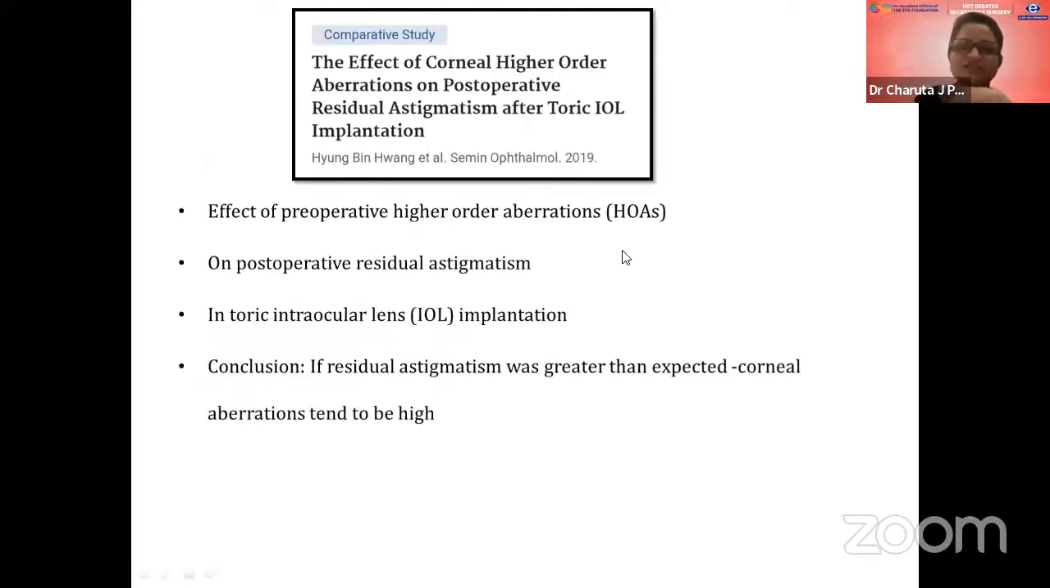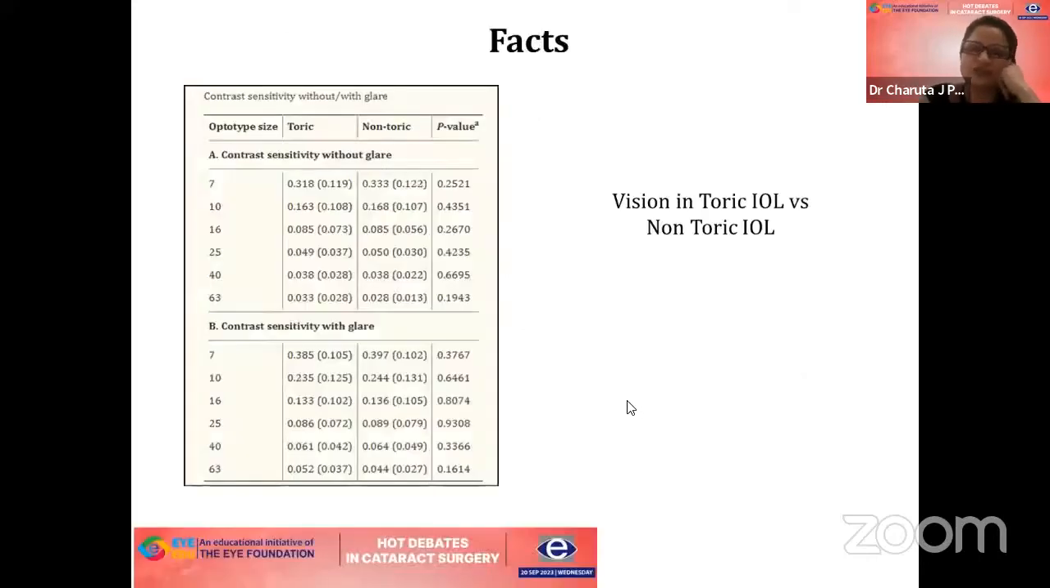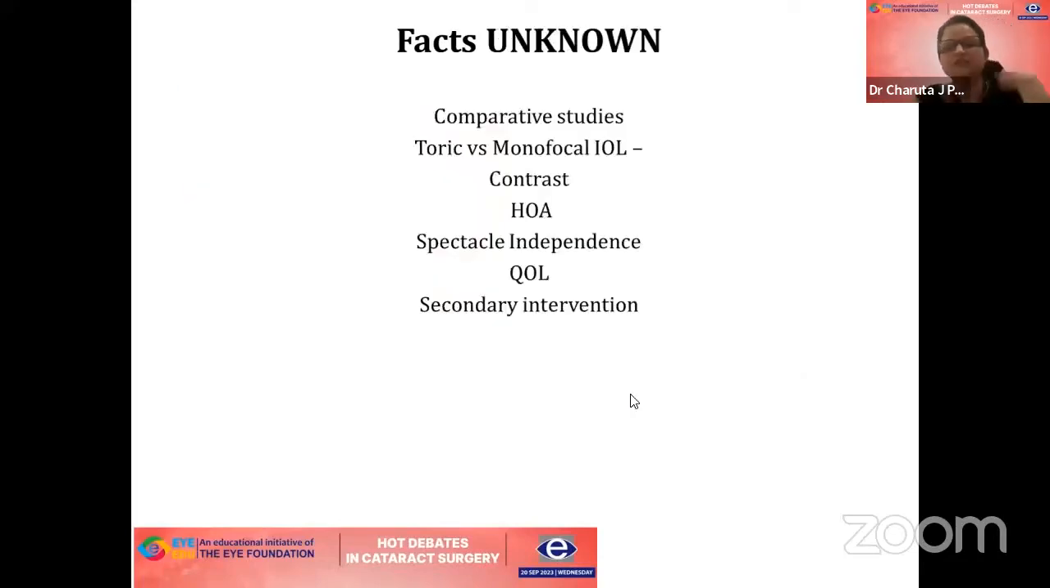Now, if we again see what happens if you make a mistake, if there is a slight rotation or if there is a slight error in calculation, what happens? Residual astigmatism, if it is greater than expected, then aberrations tend to be higher. So this patient is obviously going to be intolerant to higher order aberrations already from the beginning, and you are also subjecting him to a probable increase in the HOA. Again, contrast sensitivity. This is a repeat thing.